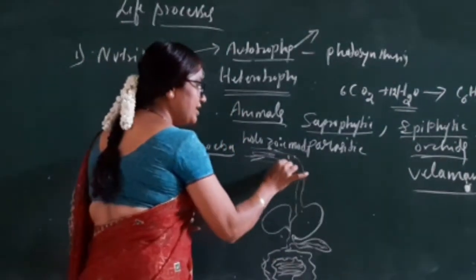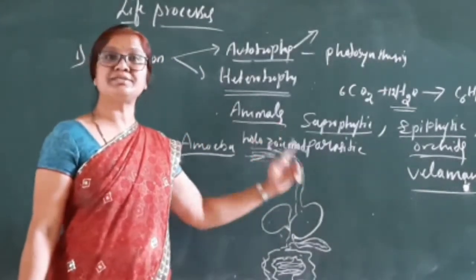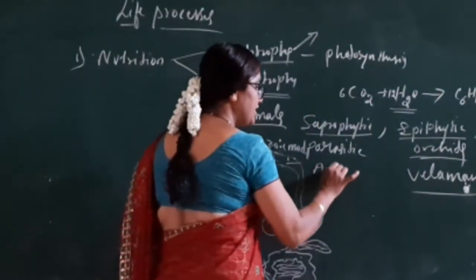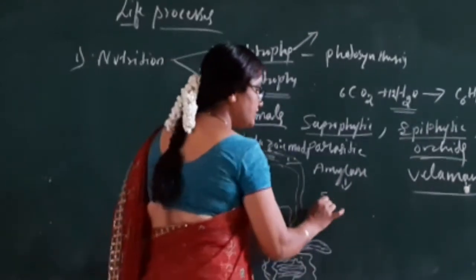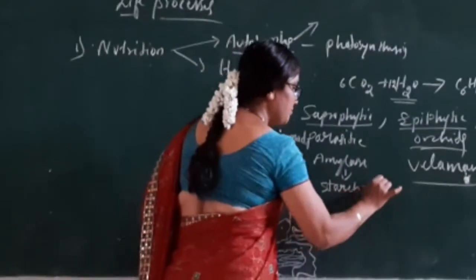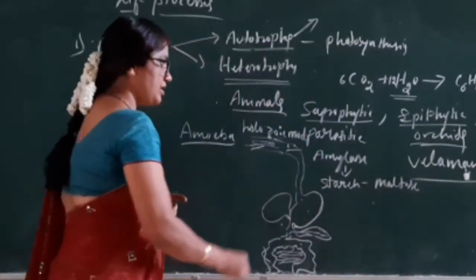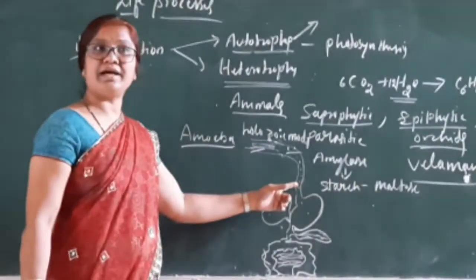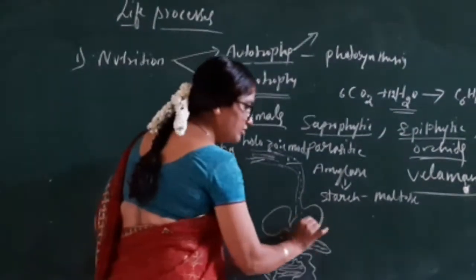And meanwhile, the 3 pairs of salivary glands present here will produce salivary juice. Salivary juice is rich in amylase, and amylase converts starch into maltose. Then the food enters the esophagus. And how does the food enter here? By peristaltic movement. And then it enters the stomach.